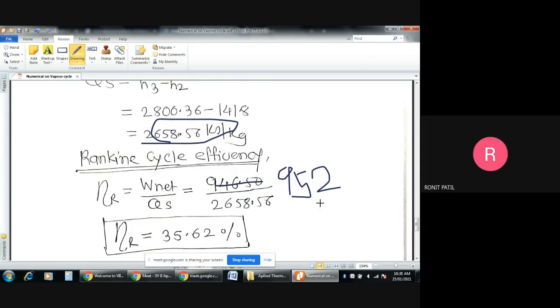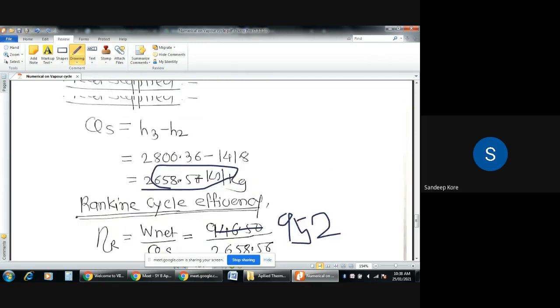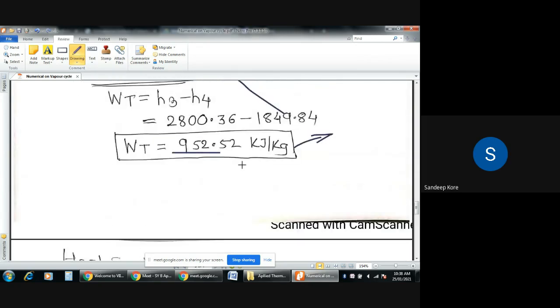Sir, in this case, is pump work neglected or taken into consideration? If it is considered, then please show it. It is neglected. Directly we are getting 952.